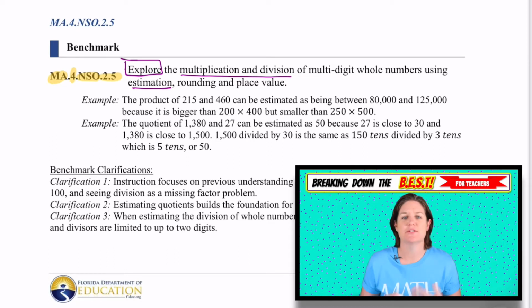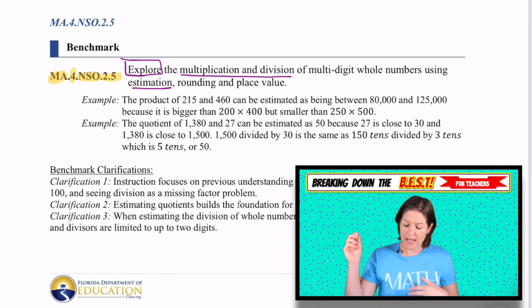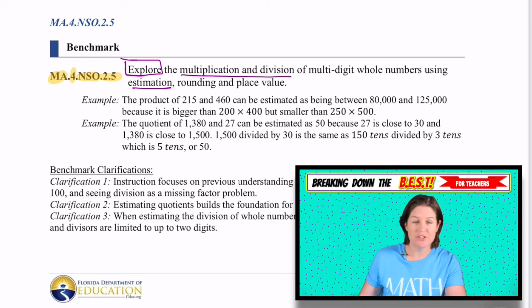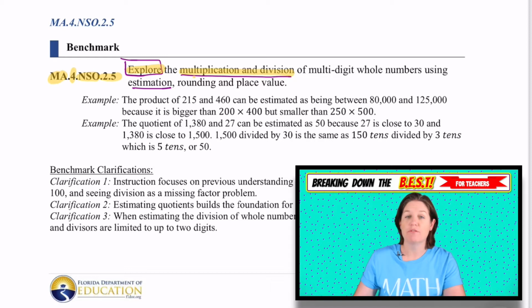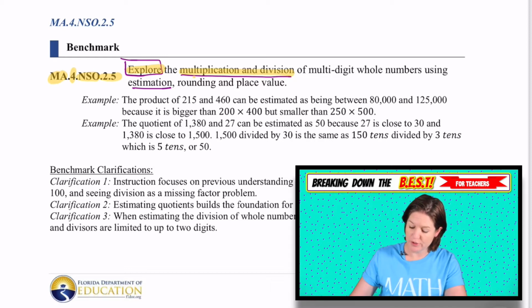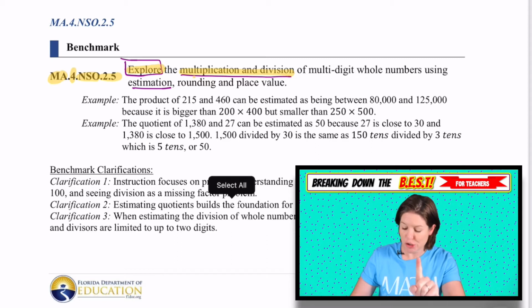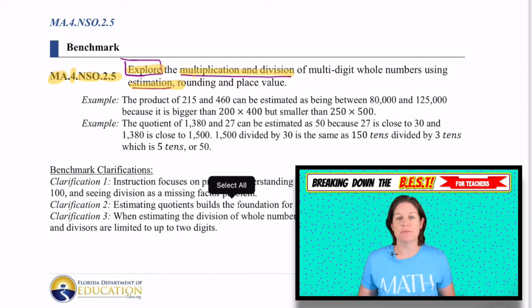MA.4.NSO.2.5. MA stands for Mathematics, 4 stands for 4th grade, NSO is Number Sense and Operations, and 2.5 is just our standard for today. And the standard says that we will explore the multiplication and division of multi-digit whole numbers using estimation, rounding, and place value.